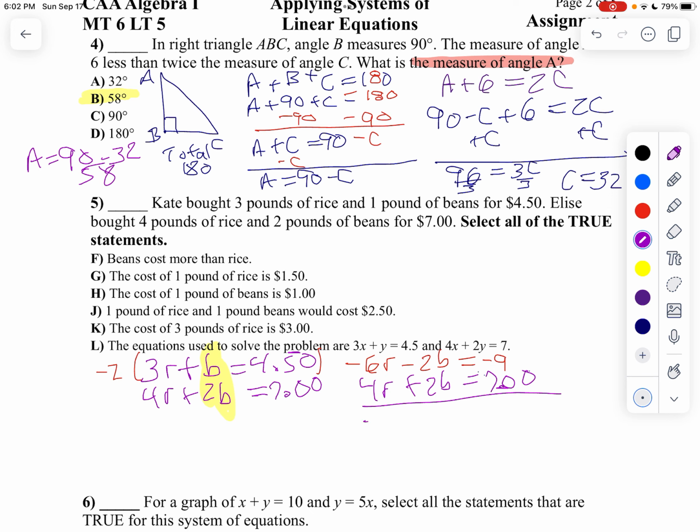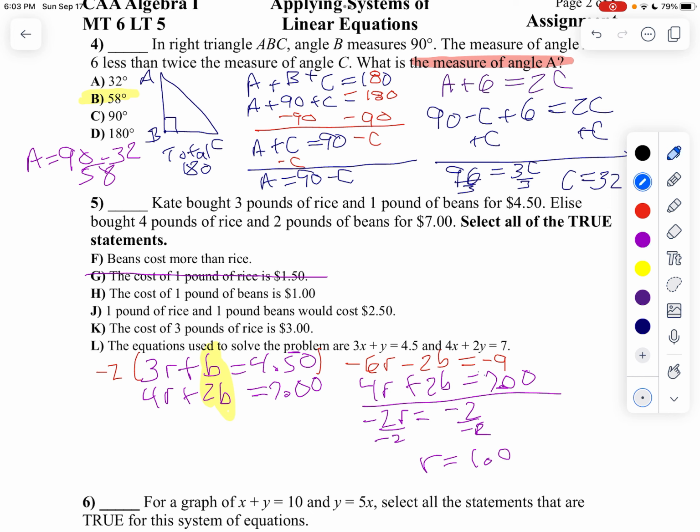Okay, negative 2R equals negative 2. So divide both sides by negative 2. And rice is going to be $1 per pound. So it's not G, is it? Okay. And then let's go back. It says the cost of 1 pound of beans is $1. I don't think that's true. But let's find the cost of beans now.